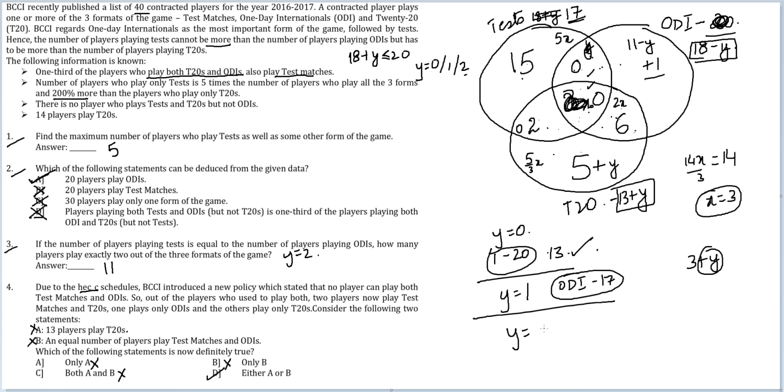When y is equal to 2, that is the third case, y could be equal to 2. If y is equal to 2, I can't infer anything, because then T20s would be 15, ODI would be 16. So this can possibly be true, this can possibly be true. Therefore, the answer to the question is either A or B.